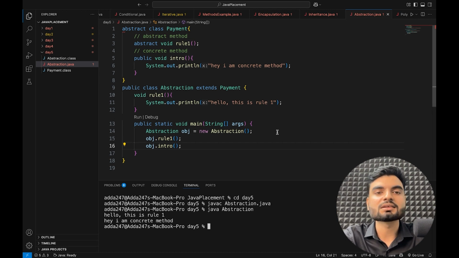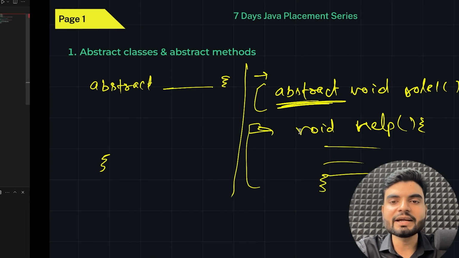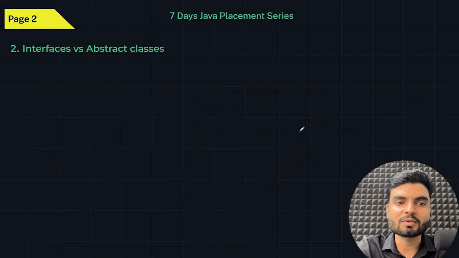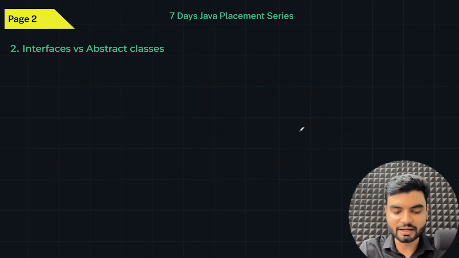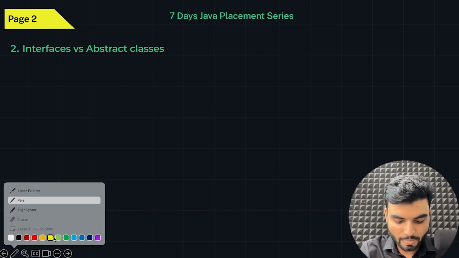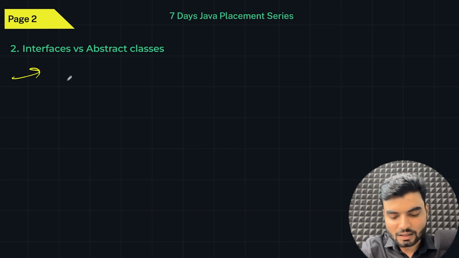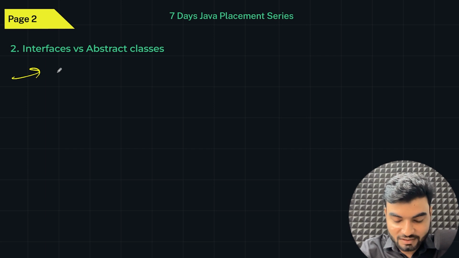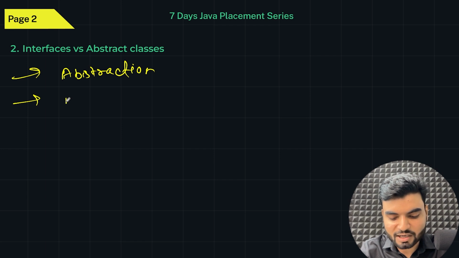Okay, abstract classes. Now the thing is, here you cannot perform multiple inheritance, right? You can have multilevel, but you cannot perform multiple inheritance. So what is the solution? The solution is the interface. With the help of interfaces, basically we can perform multiple inheritance. So I'm just showing you how. Here they will allow you to perform, first thing, abstraction. Second thing, they'll allow you to perform multiple inheritance.